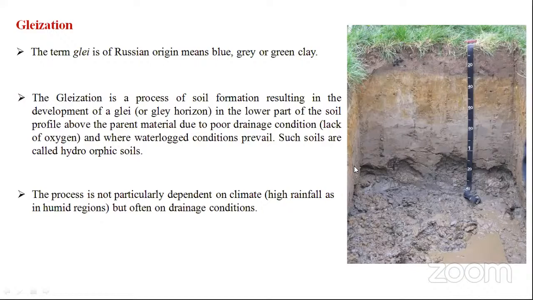This color is because of very poor drainage and waterlogged conditions. So these soils are also called hydromorphic soils. Another name for this gleization soil is hydro or quick soil. The process does not particularly depend upon the climate. We can't say it's a particular climate. It completely depends upon the drainage conditions. Only in submerged conditions, especially lowland conditions, can we see this. Whenever you dig a profile properly, you can see this jelly-like gray horizon, this type of gray horizon.